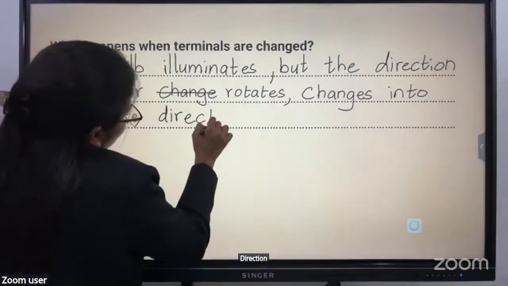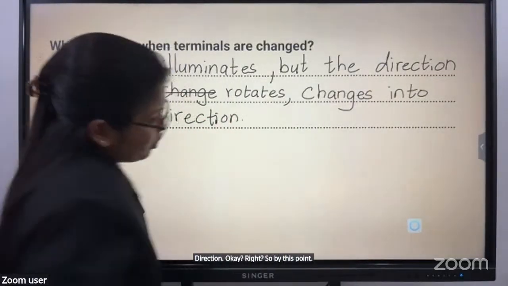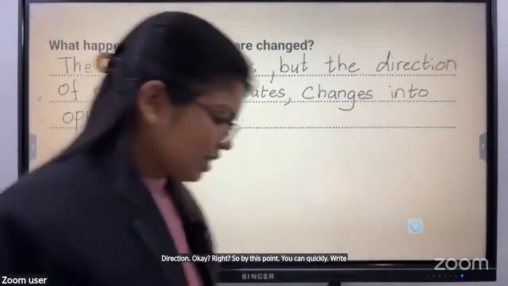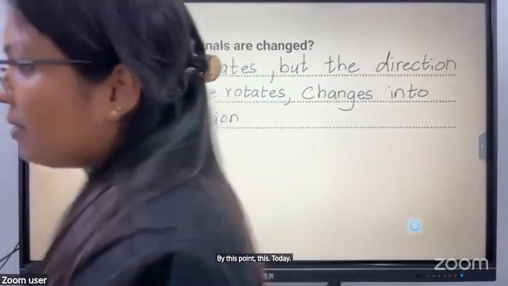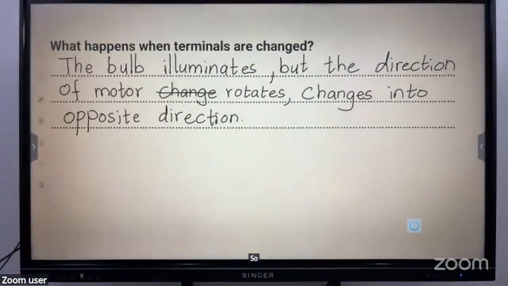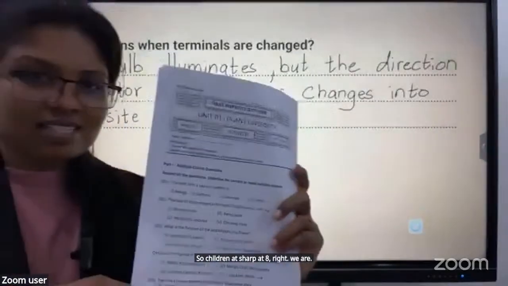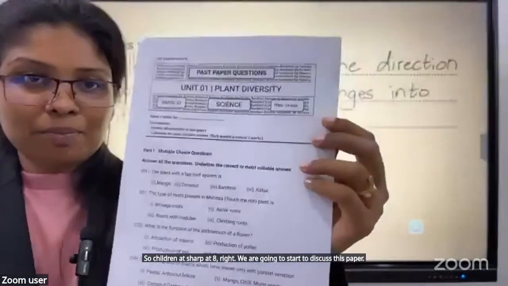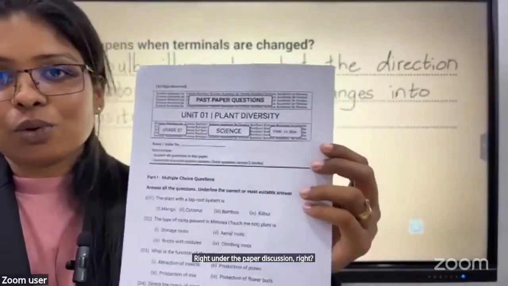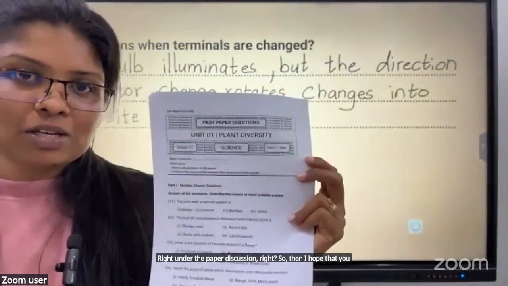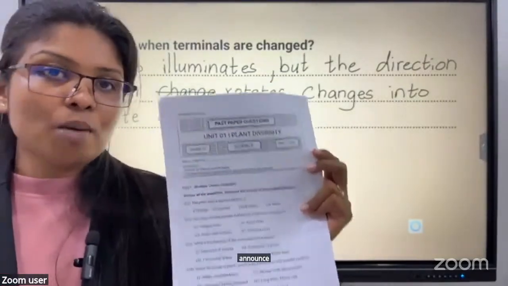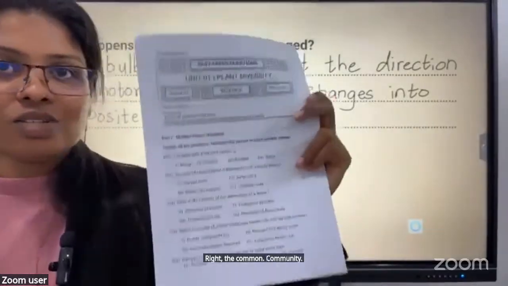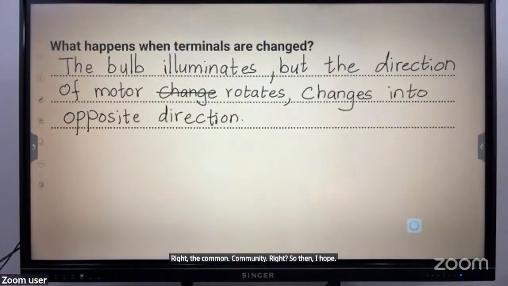Okay, right. By this point, you can quickly write down this one. With this point, today's theory part will be finished. So children, sharp at 8, we are going to start to discuss this paper under the paper discussion. I hope that you have printed this paper, because we have uploaded it into the announcement in the community.